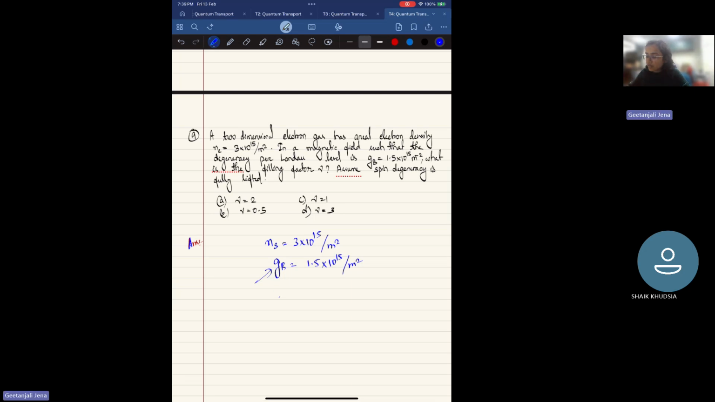Now it is asking what the filling factor is. Can you calculate it quickly and let me know the answer? It's also given, assume that the spin degeneracy is fully lifted. Means GS is 1. You don't need to take GS as 2.